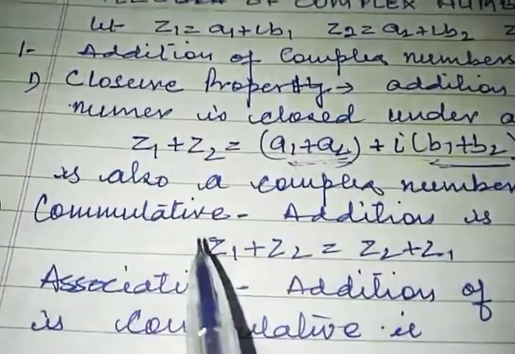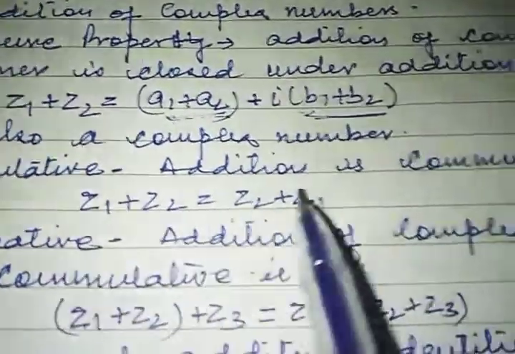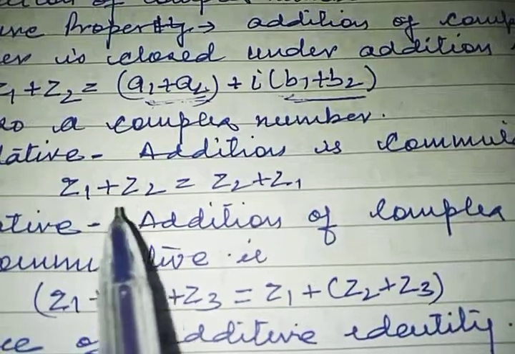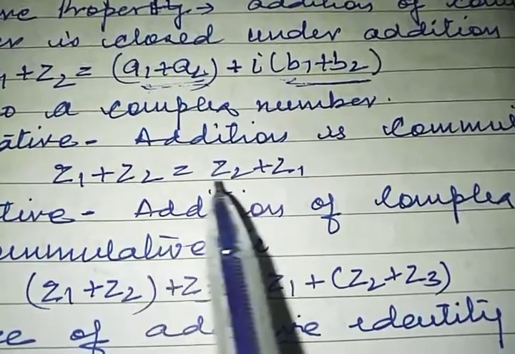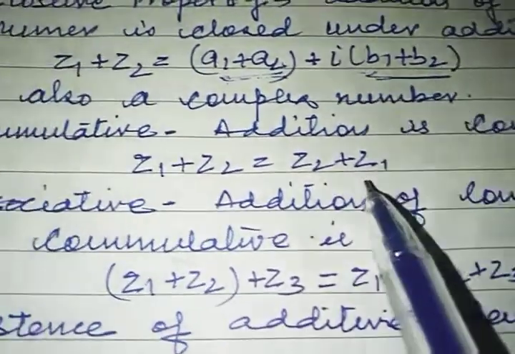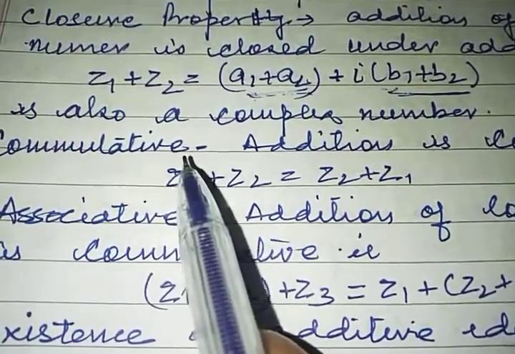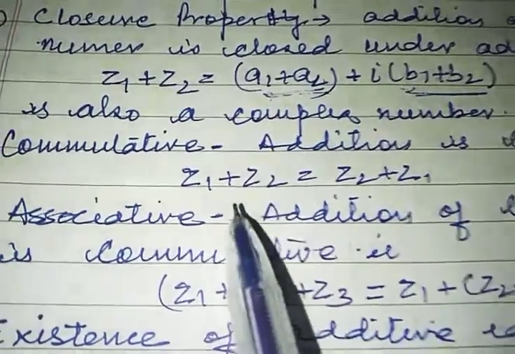Now, commutative property. Addition is commutative: either you do z1 plus z2 or you do z2 plus z1, it will be the same. So this is called the commutative property. a plus b is equal to b plus a.